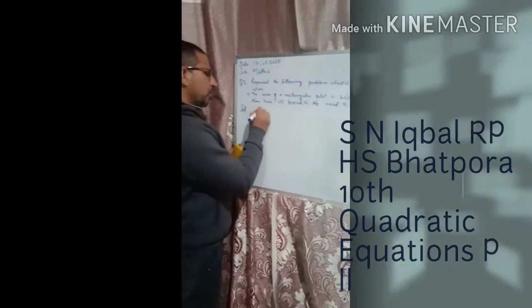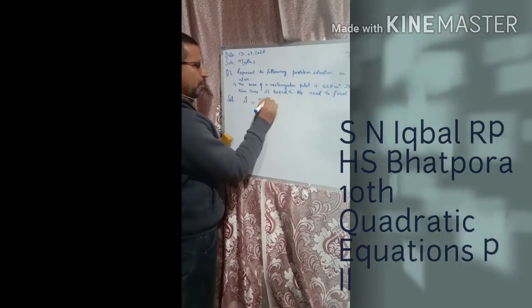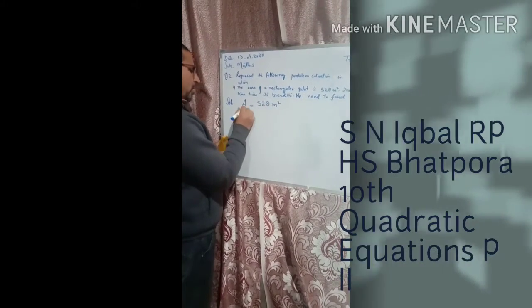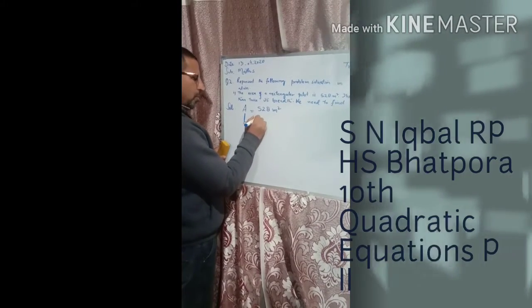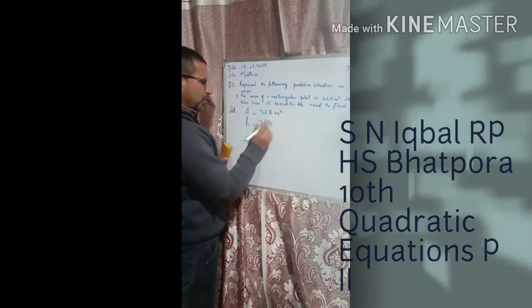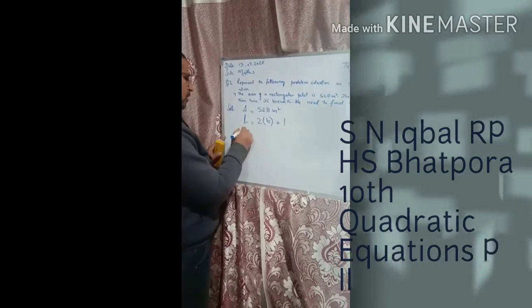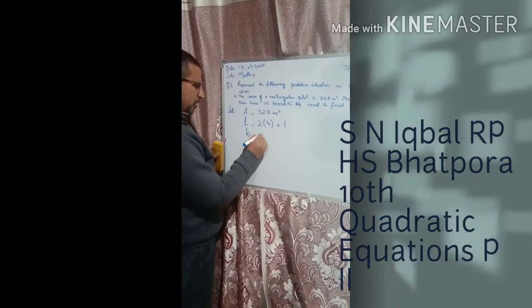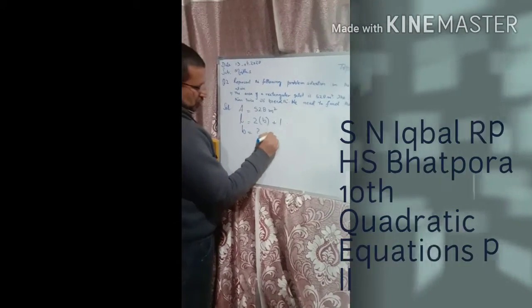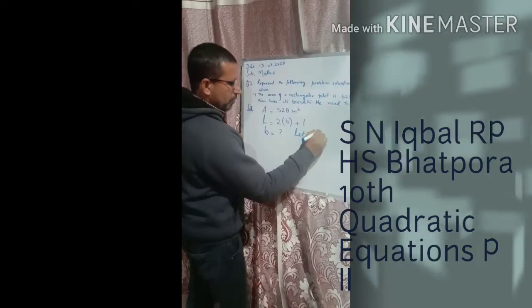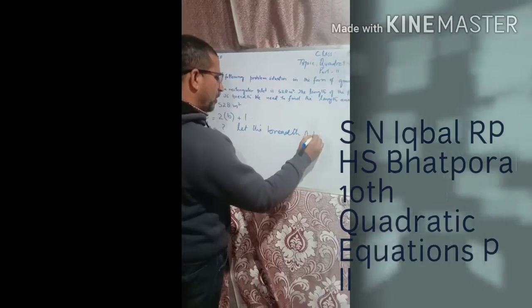Here we see the area of the plot A is 528 meters square, where the length of the plot is given as 2 times the breadth plus 1, twice the breadth plus 1. And what is the breadth of the plot? It is unknown, so let us assume the breadth of the plot is x.